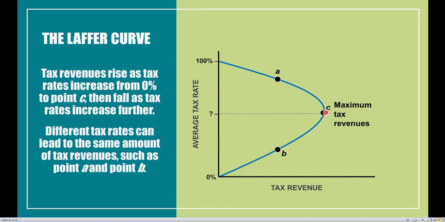And point C is exactly where we're going to be generating that maximum amount of tax revenues. So if our current tax rate is somewhere like at point A, in order to generate the maximum amount of tax revenues, what should we do with the tax rate? We should go ahead and lower the tax rate in order to get something like point C. If we're currently operating at point B, what should we do instead? We should be raising the tax rate in order to generate the maximum amount of tax revenues.